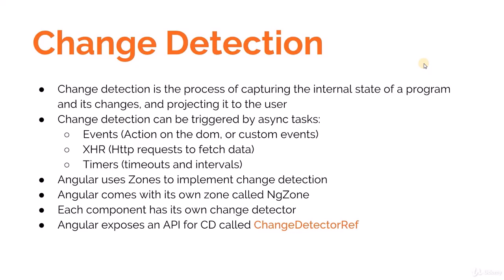Now Angular uses the concept of zones that was inherited from a language called Dart, and Angular comes up with its own zone named NgZone, where everything that we code is generally run inside a zone. So every component has its own change detector, and we can have access to that change detector by injecting a dependency known as the ChangeDetectorRef.